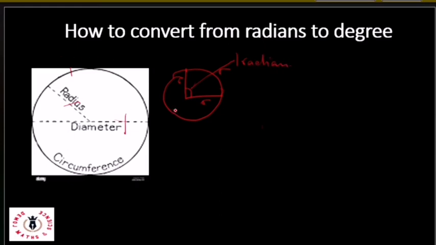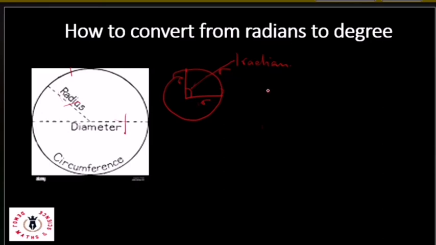I come again. If I have 2 radii, one radius here and the other radius here, and I have an arc between these 2 radii, such that the length of this arc is equal to the radius of this circle, we say that the angle here is equal to 1 radian.